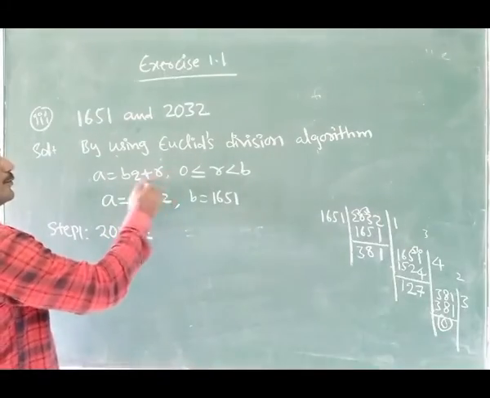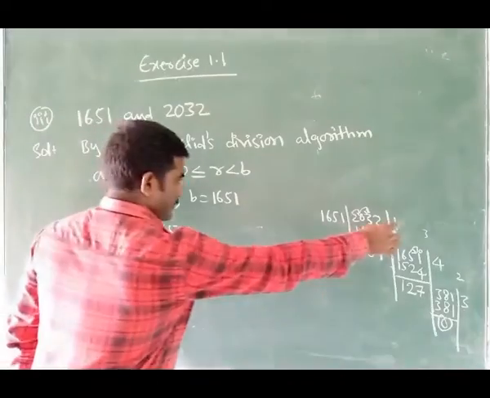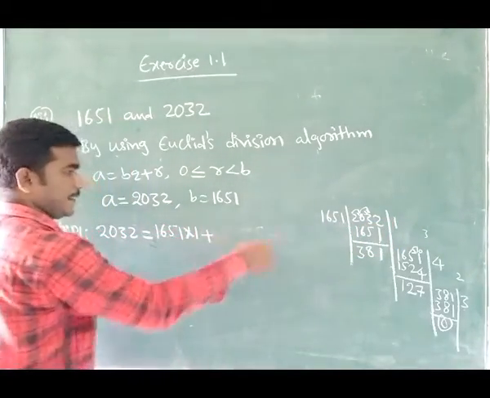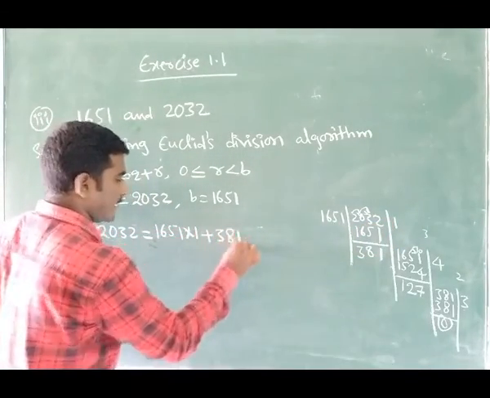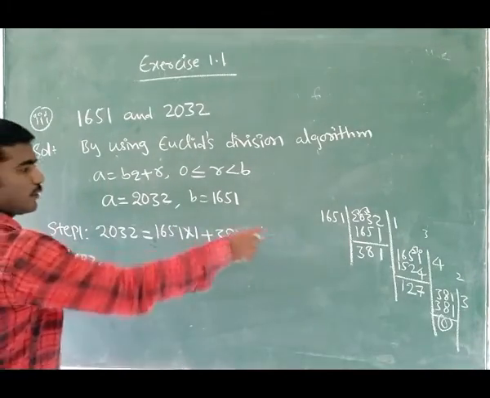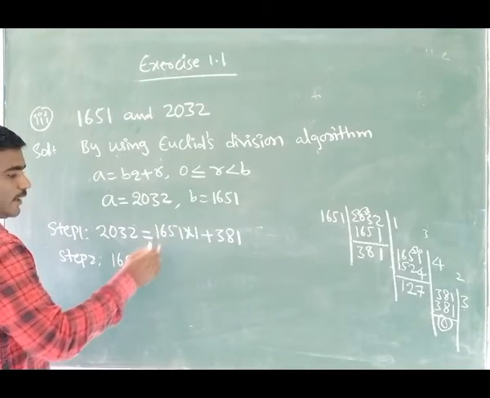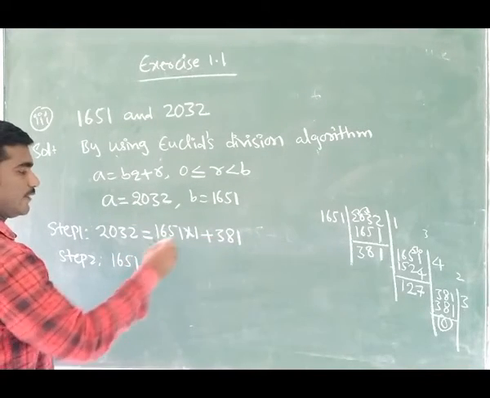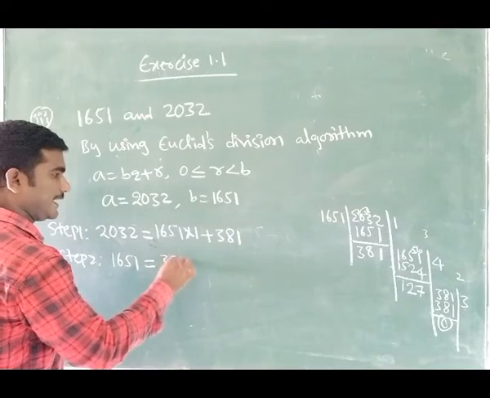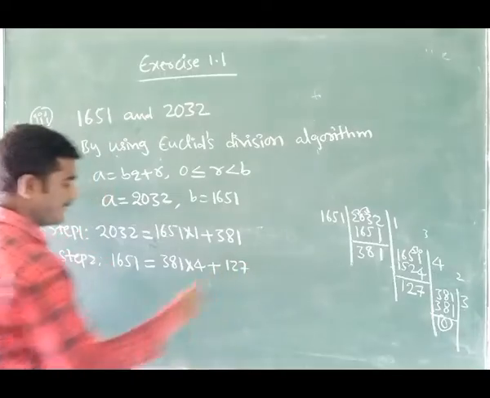2032 is equal to BQ plus R. 1651 into how much? 1651 into 1 plus remainder is how much? 381. Next, step 2. From that you can write the steps. Second step: what? Take 1651 as the divisor and 381 as the dividend. 1651 is equal to the remainder 381 into 4 plus 127.